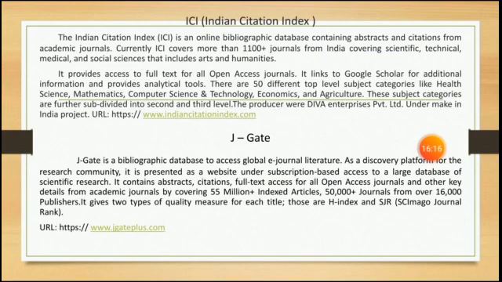Then we have the JGate, which is a bibliographic database to access global journal literature as a discovery platform for the research community. It is represented as a website under subscription-based access to a large database of scientific research. It contains abstract citations, full text access for all open access journals and other key details from academic journals, covering 55 million indexed articles, 50,000 journals from over 60,000 publishers. It gives two types of quality measures for each title: H index and SCImago journal rank.